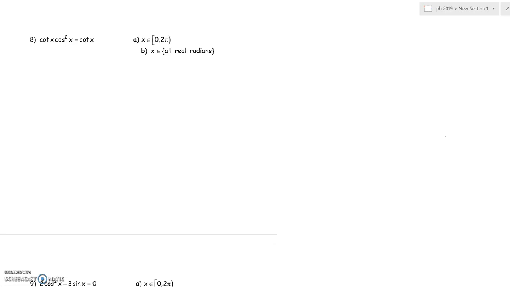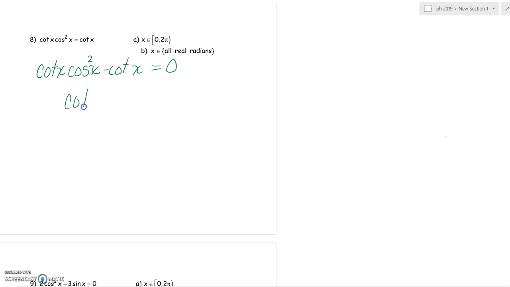So here for number 8, go ahead and take a look. For cotangent x times cos squared of x equals cotangent of x, what you want to do is solve this, but you want to get 0 on one side. You want to subtract cotangent of x from both sides of the equation, because if you divide, you don't ever want to divide by a trig function. You'll end up losing some of your answers, and you'll see at the end how that would have been a mistake.